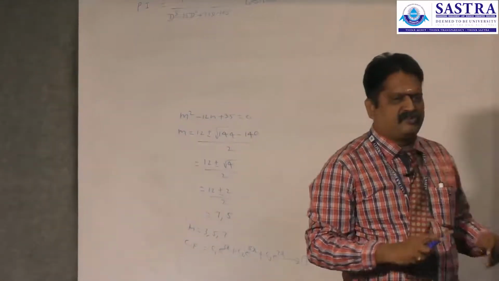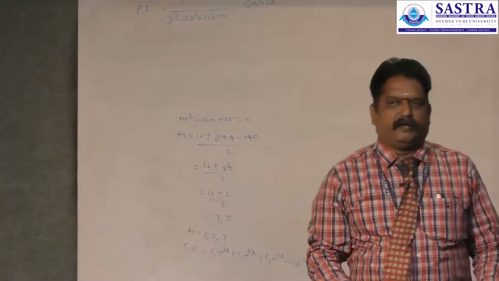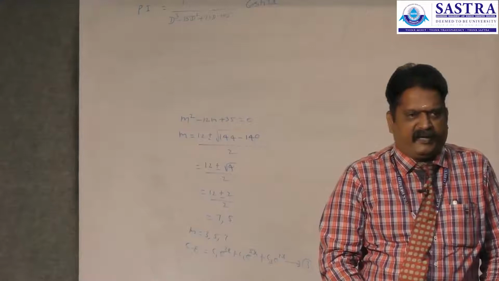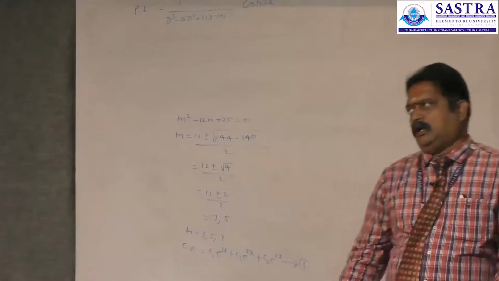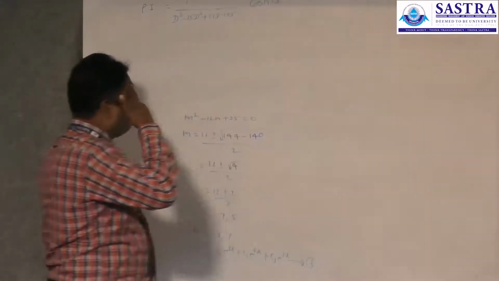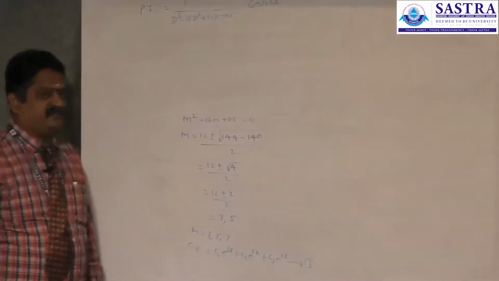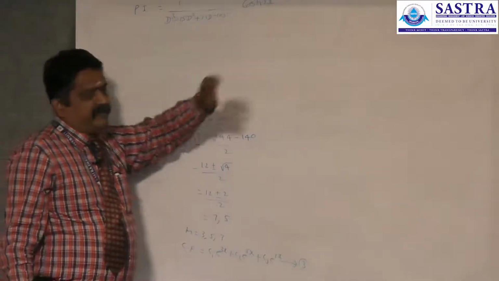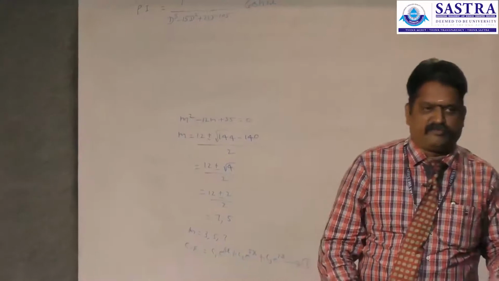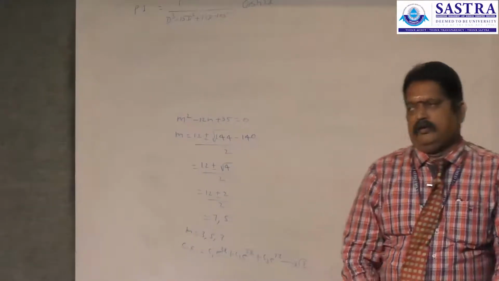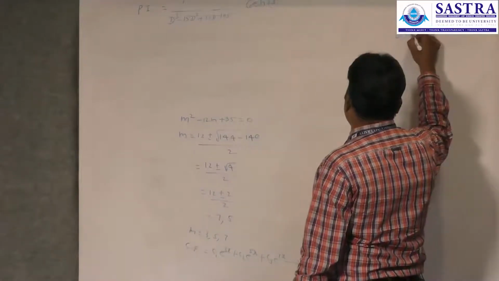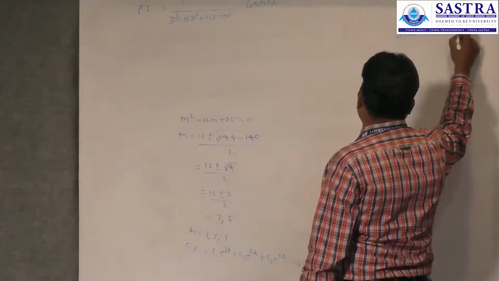So far we have discussed only one technique, only one type, that is e power ax. So what I want to tell is, we know how to find particular integral for e power ax. But here the given function is cos h to x. So it has to be written in terms of e power ax. We know that the definition of cos h x is e power x plus e power minus x divided by 2.